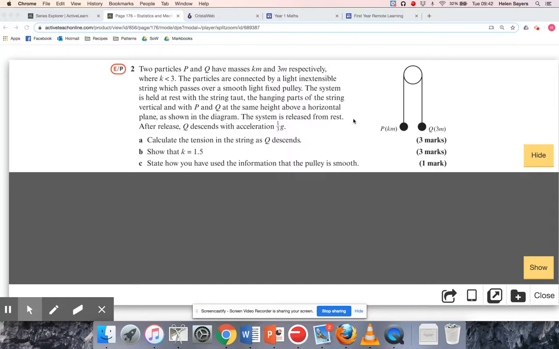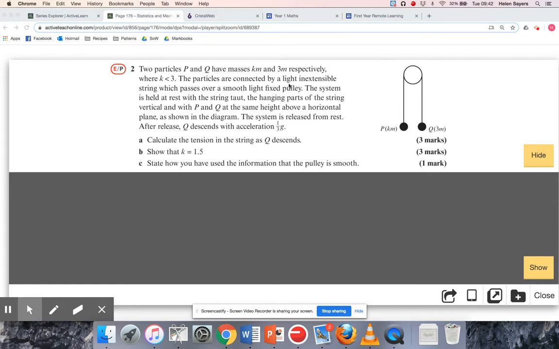Okay, so we're told that we've got two connected masses. We're given the mass in terms of m, so 3m. The other one is km. We are told that k is less than 3. So that does mean that when we release this, Q is going to move down and P is going to move up, because we were told that P definitely has a smaller mass than Q.